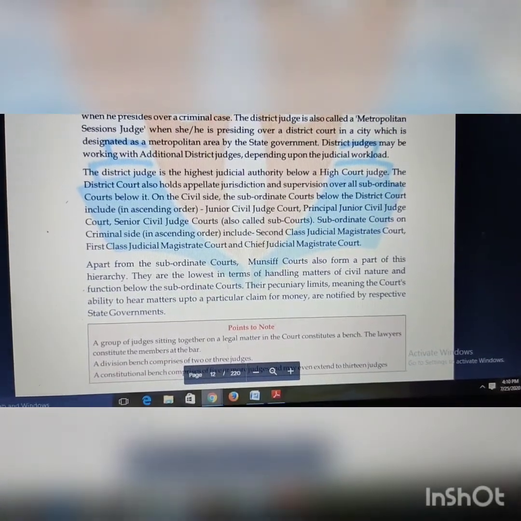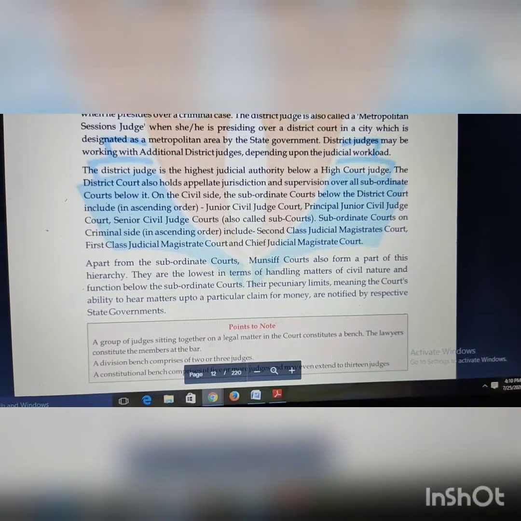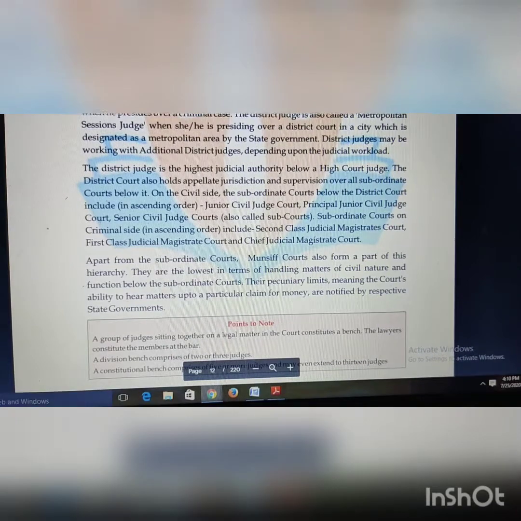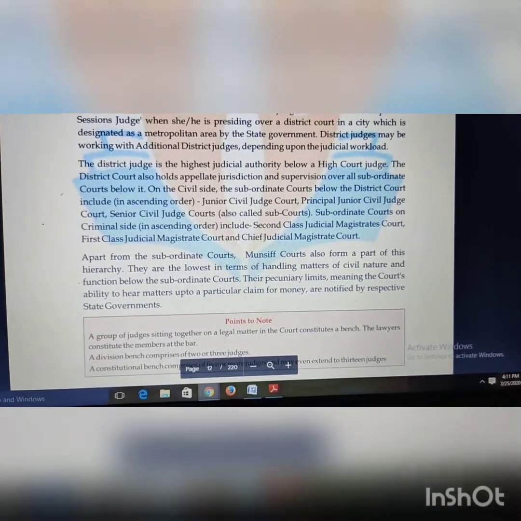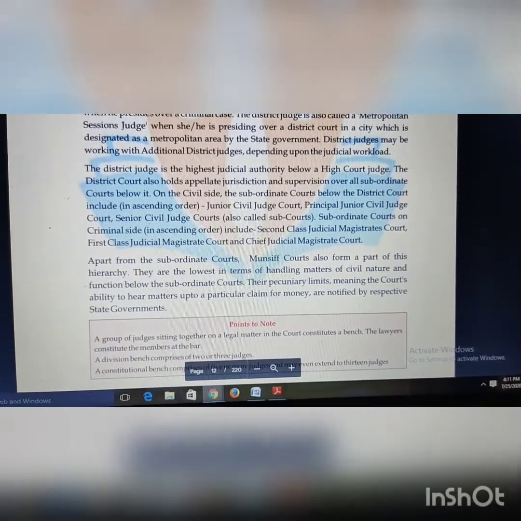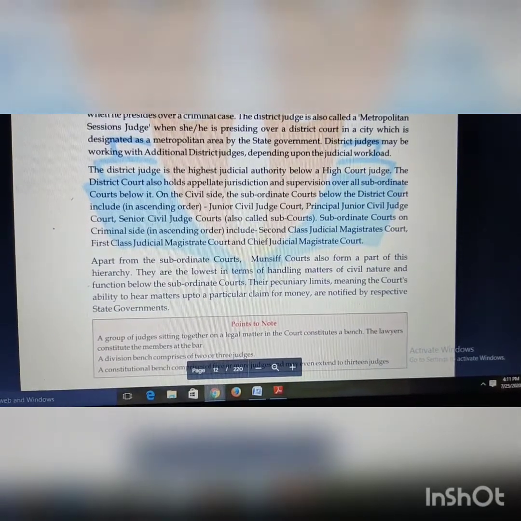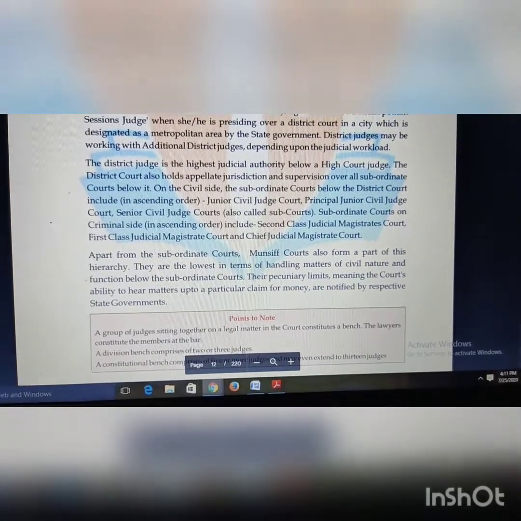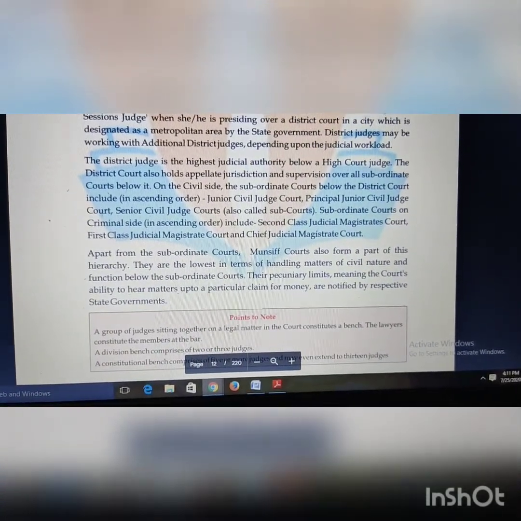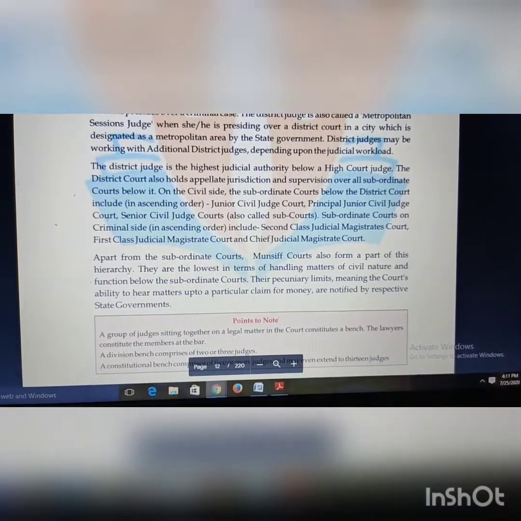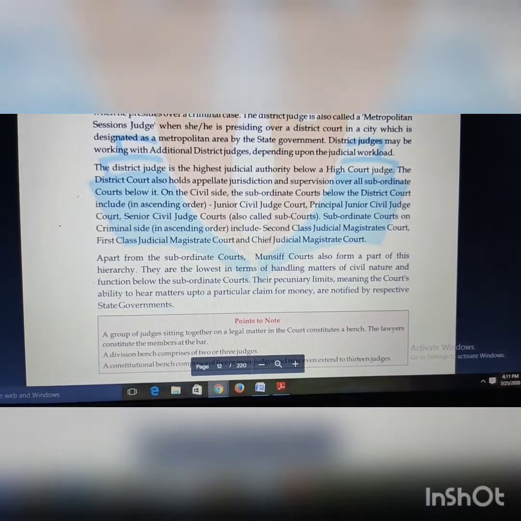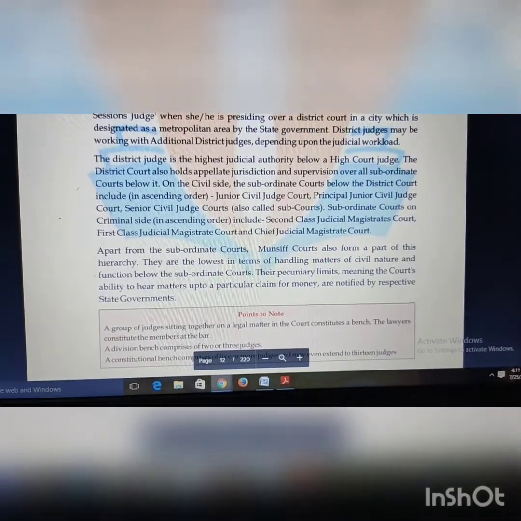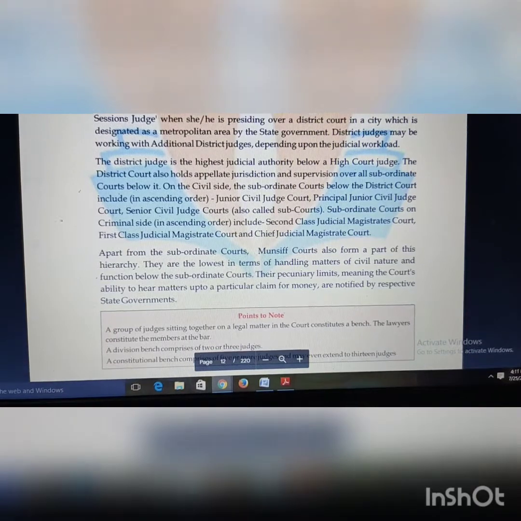On the civil side, subordinate courts below the district court include, in ascending order, meaning starting from small to big, so the last one written in this line will be the higher court. Higher court in the sense in that series, not the highest one. Junior Civil Judge Court, Principal Junior Civil Judge Court, Senior Civil Judge Court. Subordinate courts on criminal side include Second Class Judicial Magistrate Court, First Class Judicial Magistrate Court and Chief Judicial Magistrate Court.